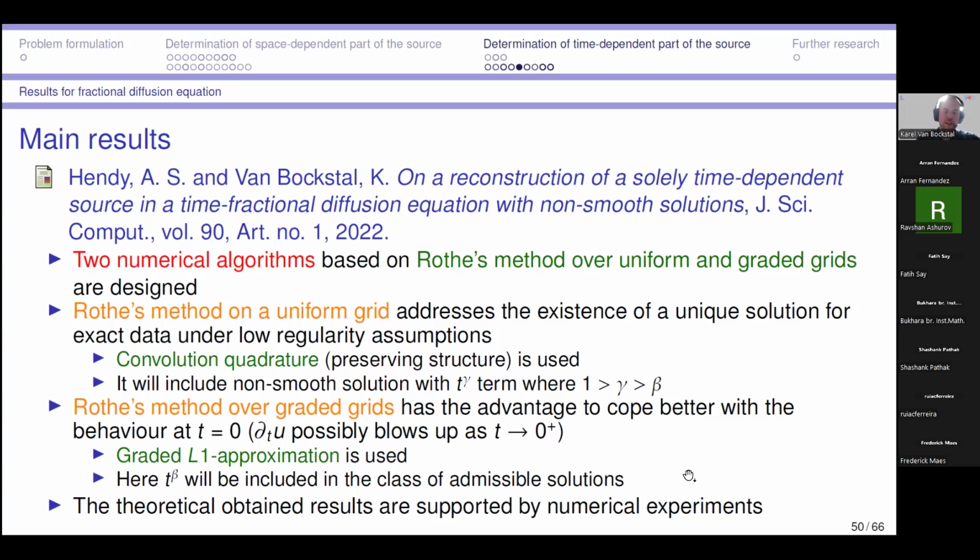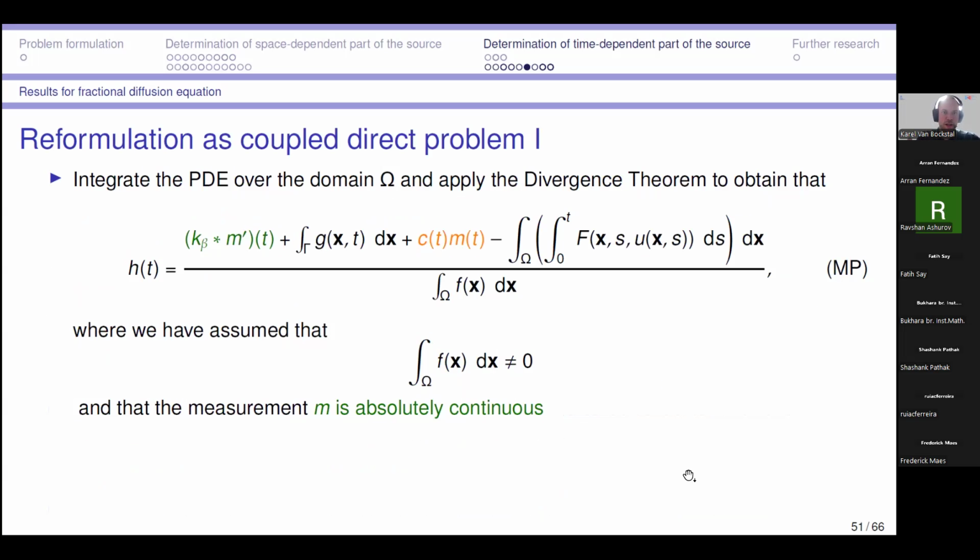The advantage of the graded grid is that the numerical results around t equal to 0 are much better, because otherwise only a finite grid can be considered. So the idea is to measure the equation. In this way, an expression for h of t has been obtained in terms of the measurement and the solution u. And we assumed that the coefficient c in the operator L is only time dependent.